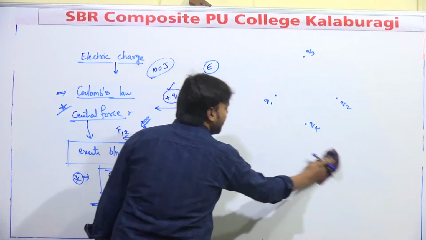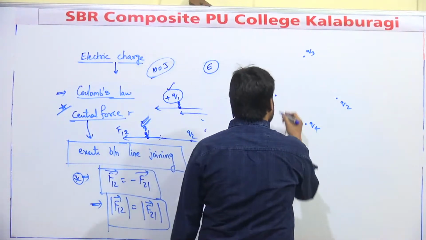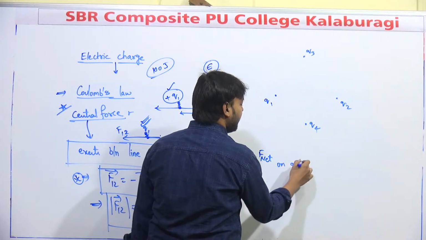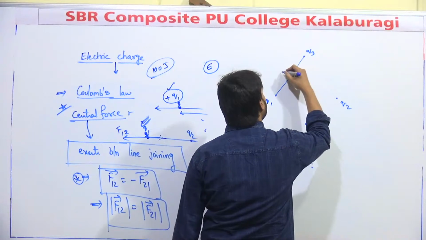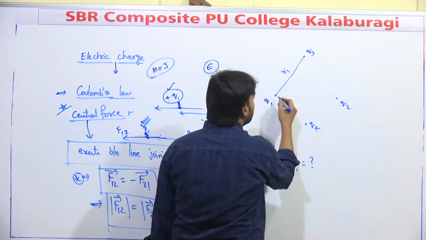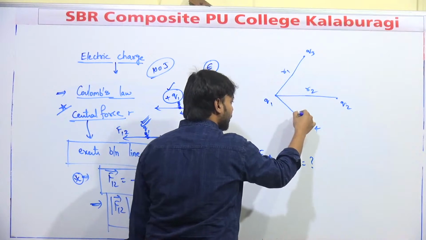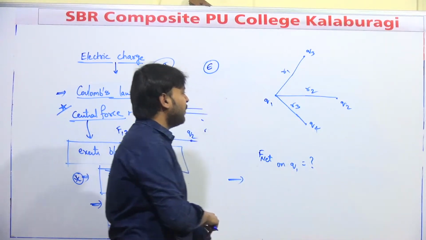Distances you can take as you wish, but don't ask me. Take R1, R2, R3, whatever. What I ask is the net force on Q1. Assume Q1 to Q3, the separation is R1. Q1 to Q2, the separation is R2, and Q1 to Q4, the separation is R3. So find the net force on Q1.